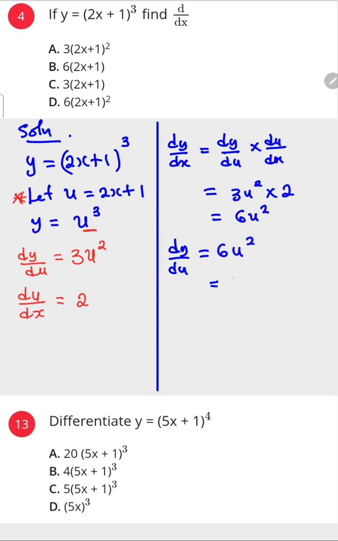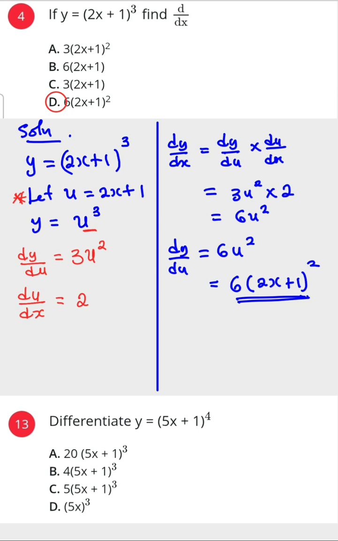And of course, we know what u is, because they didn't give us u, we actually introduced u. So we have to change u back. It's going to be 6 into, we know that u is 2x plus 1, then all squared. If you check, the answer is D. But you see, this is a very long process. You can do it very simply.